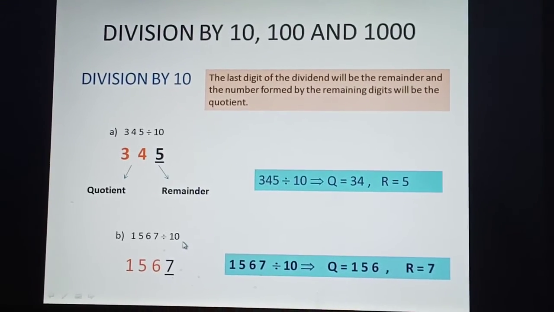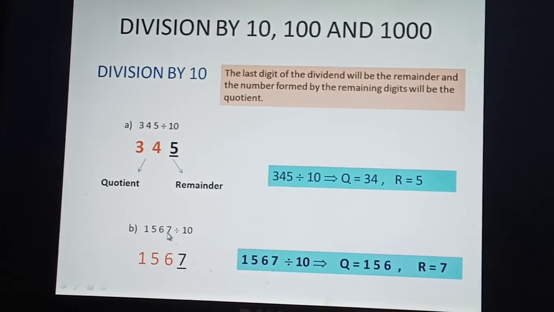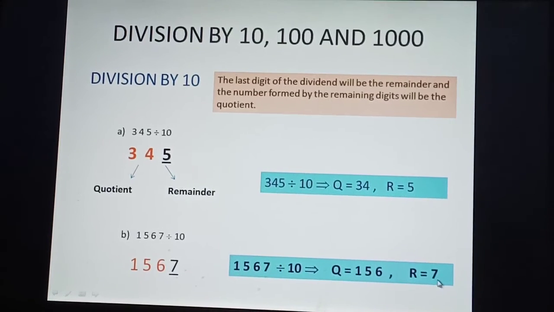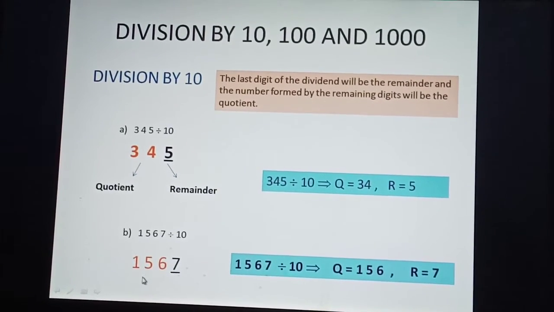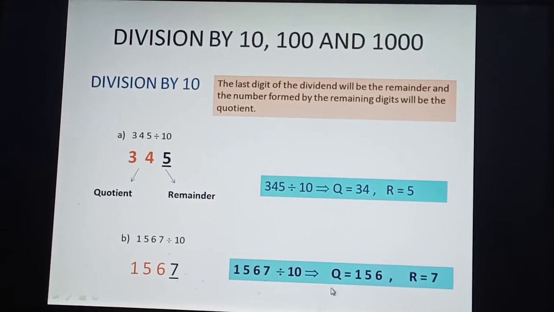Let us consider one more example. 1567 divided by 10. Again, as we are dividing by 10, we have to underline only the last digit. This underlined digit will be the remainder, 7. And whatever is the number left, that will be the quotient. 156 will be the quotient.